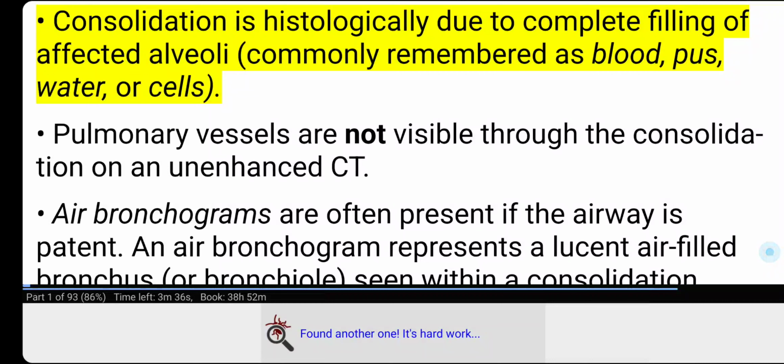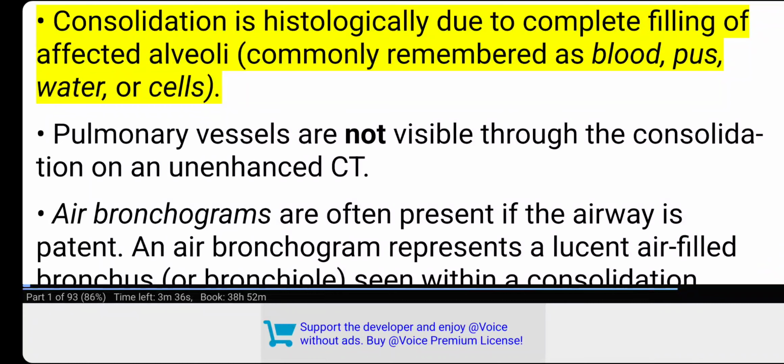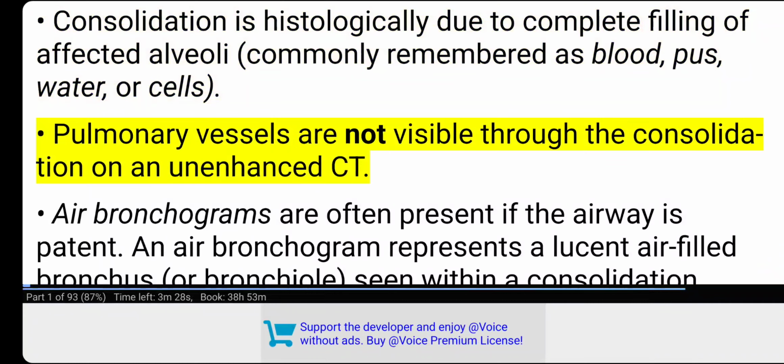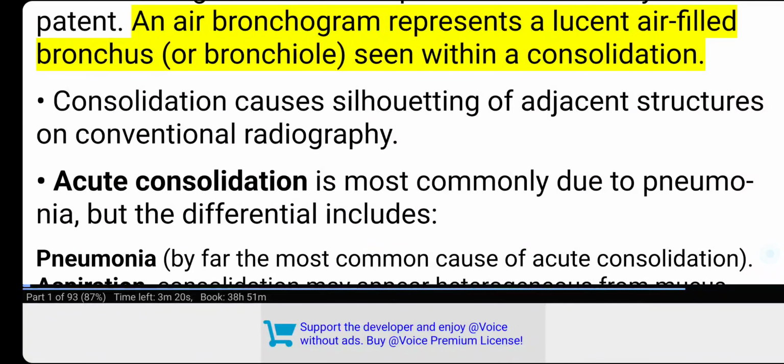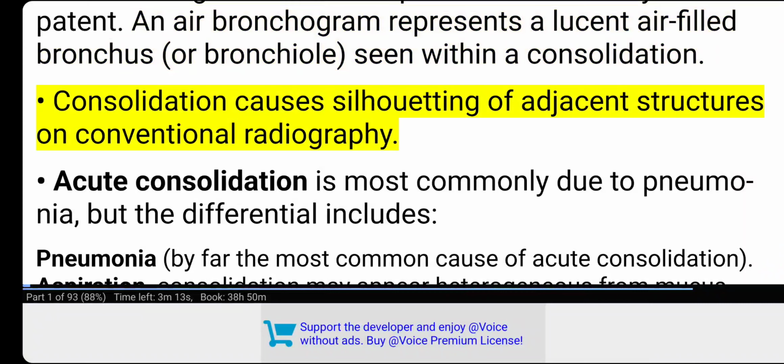Consolidation is histologically due to complete filling of affected alveoli, commonly remembered as blood, pus, water, or cells. Pulmonary vessels are not visible through the consolidation on an unenhanced CT. Air bronchograms are often present if the airway is patent. An air bronchogram represents a lucent air-filled bronchus, or bronchiole, seen within a consolidation. Consolidation causes silhouetting of adjacent structures on conventional radiography.